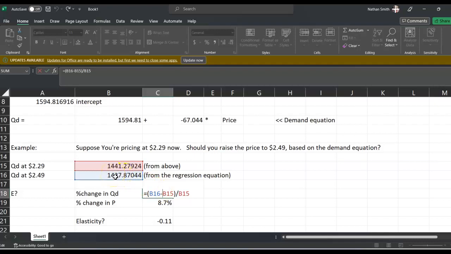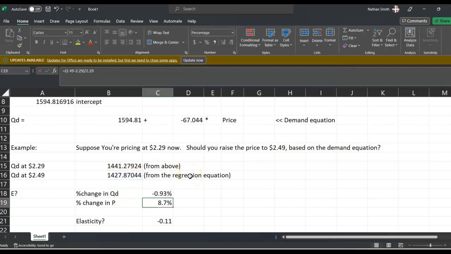A percent change is always the new value minus the prior value divided by the prior value. Okay, so let me again show you how to do that in Excel. I'm going to type equals, left parentheses, new, that's my new forecasted quantity, minus my expected quantity at 229, that's my current price. And I'm then going to divide that by the current quantity, 1441, and that will give me a percent decline of 0.93%.